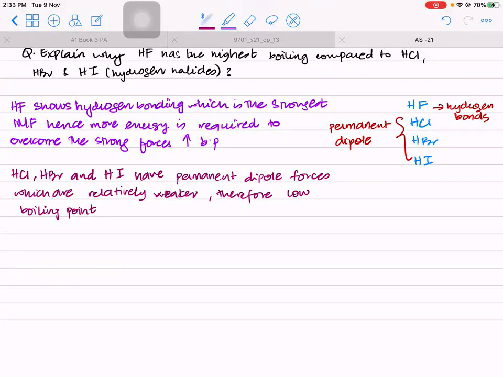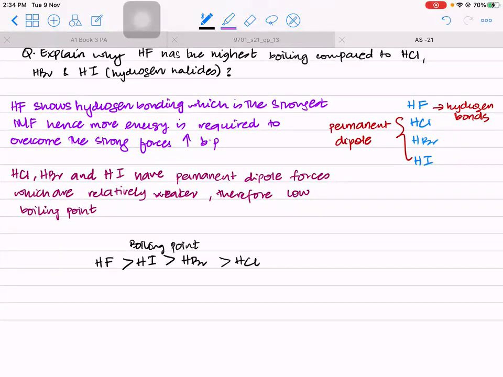Now, between HCl, HBr, and HI, between these three, which will have the highest boiling point? HI. Why? Because this will have stronger permanent dipole forces because of more number of electrons. We did this yesterday. The more the number of electrons, the greater the boiling point. So the highest would be HF, followed by HI, followed by HBr, and the lowest boiling point will be of HCl.